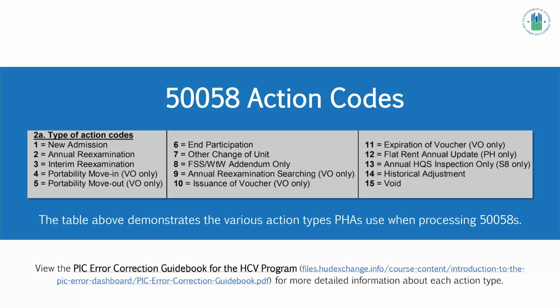HUD has implemented several types of 50058 action types that PHAs must use when processing 50058s. These action types, which are represented here, each serve a specific purpose. If you ever need to refer to which action type your PHA should use for a family, you can always look at the HUD Form 50058 under Section 2. Please note that all links referenced in this training are available in the video description and on HUD Exchange.